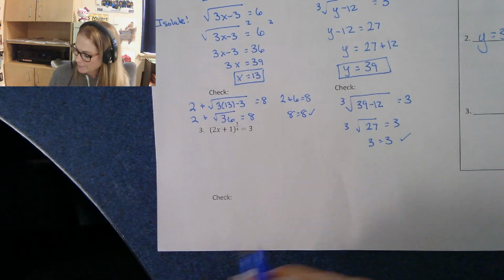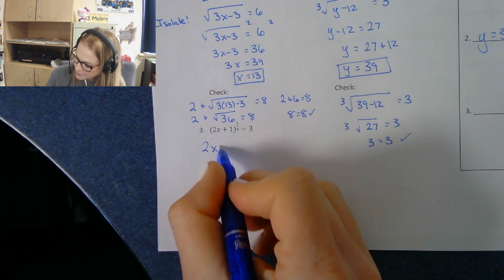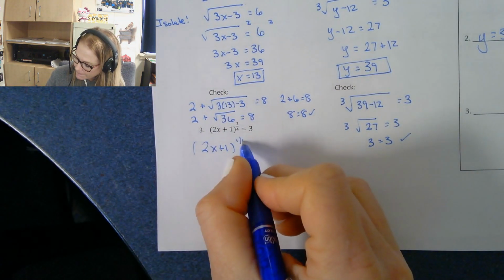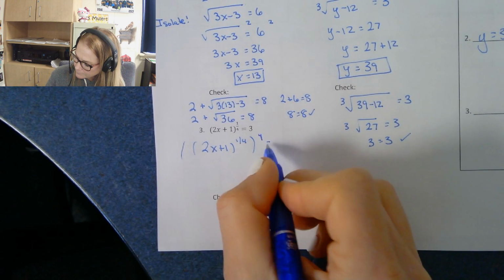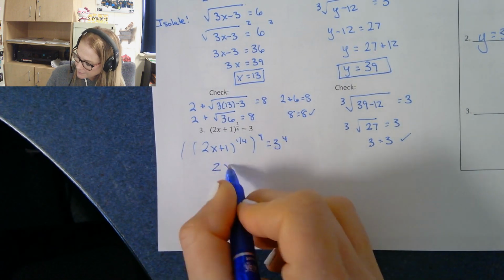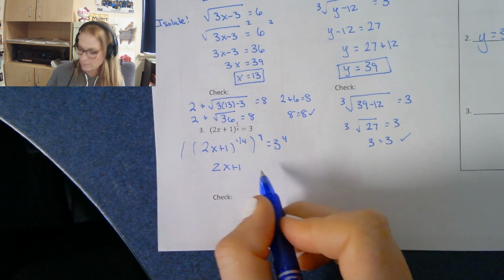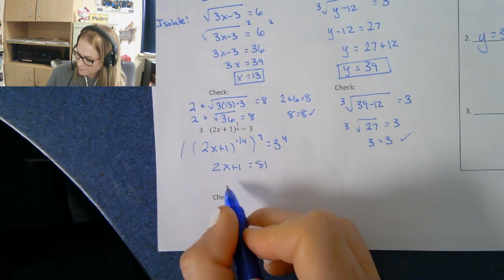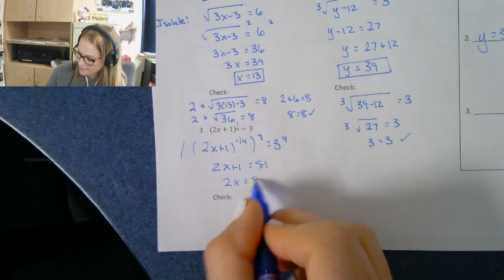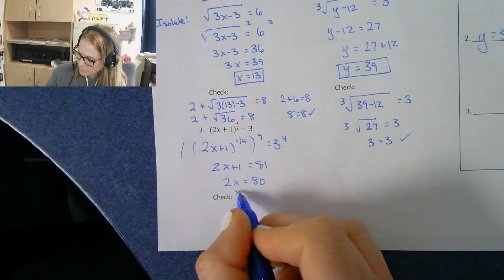But okay, so we're going to raise both sides here to the fourth. And so this is 2x plus 1. The 1/4 times the 4 just play knockout. They just knock each other out. And this is 81. So 2x equals 80. And so x is equal to 40 here.